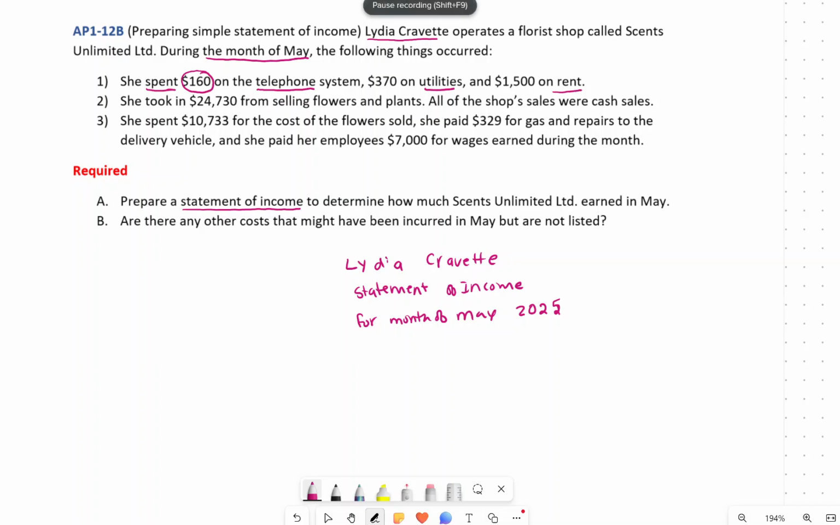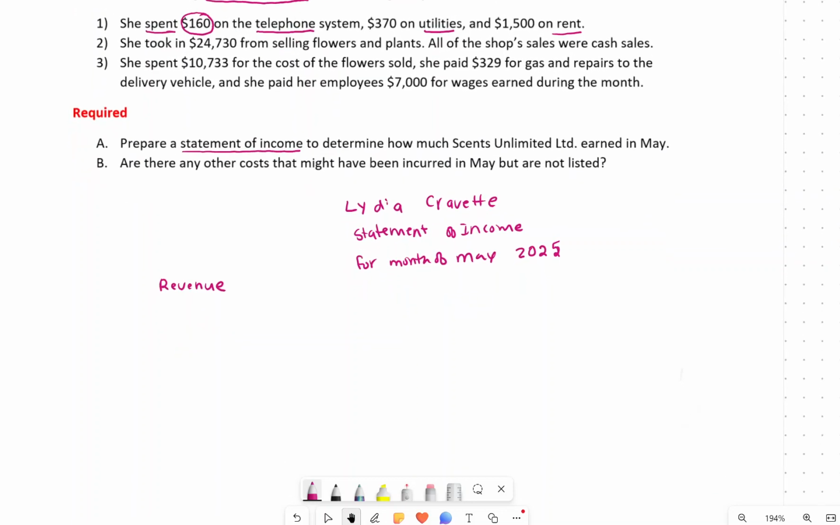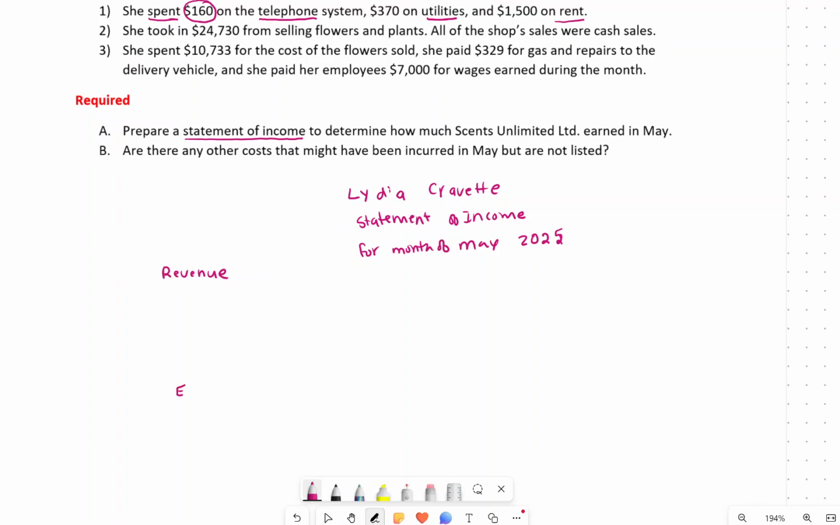A statement of income has two parts. One, we have revenues, and the other one we have all the expenses. You could have different types of expenses, so we have to go through it and see what expenses we come up with. First one, they told us it is your telephone expense, the money that we spent first.